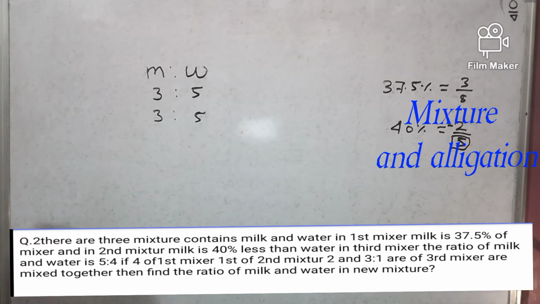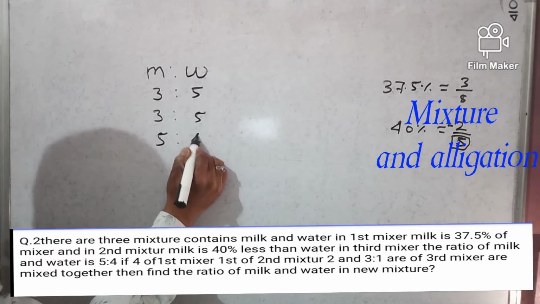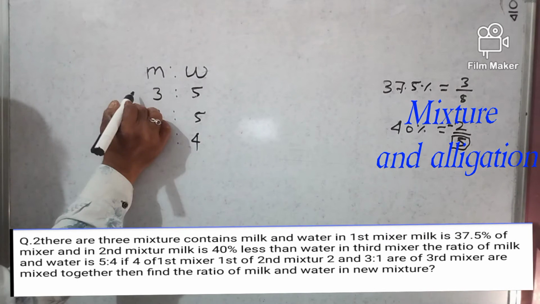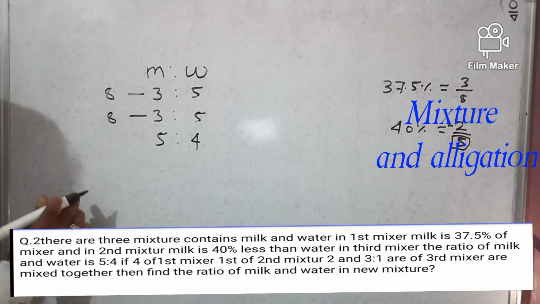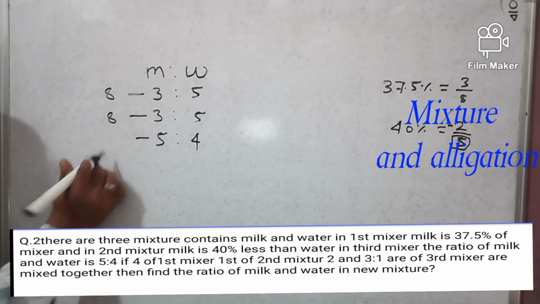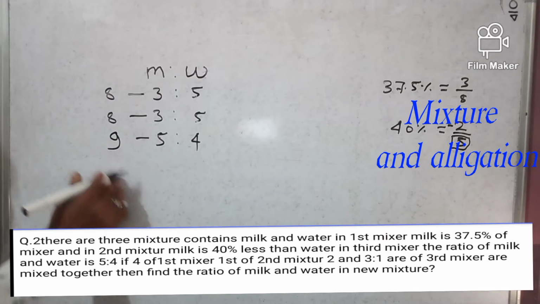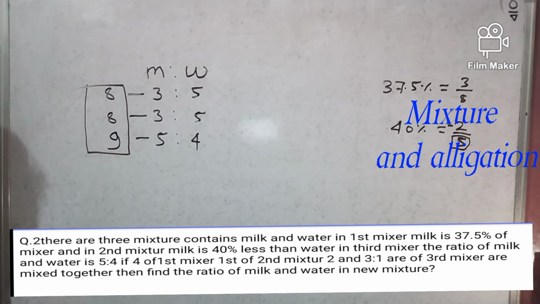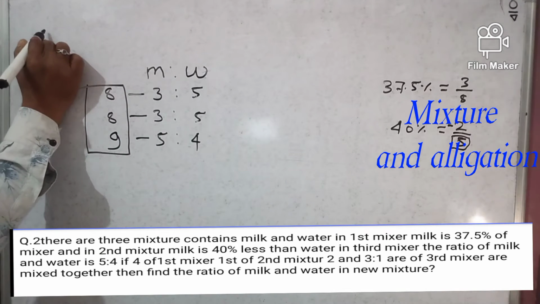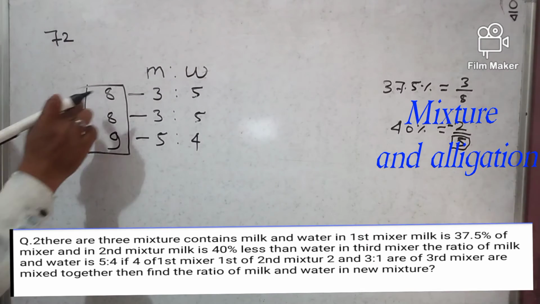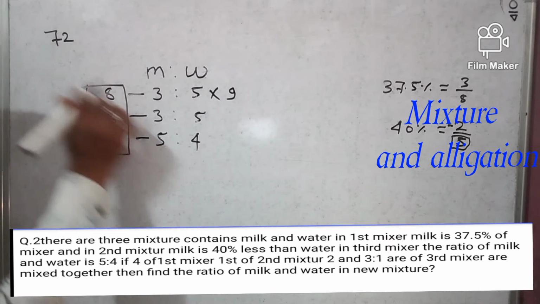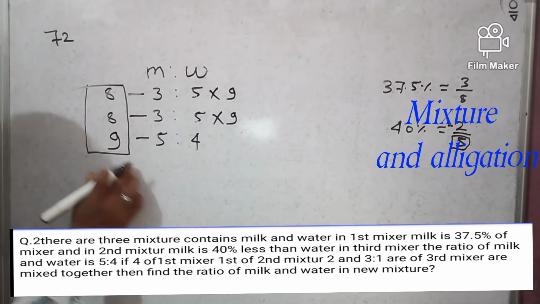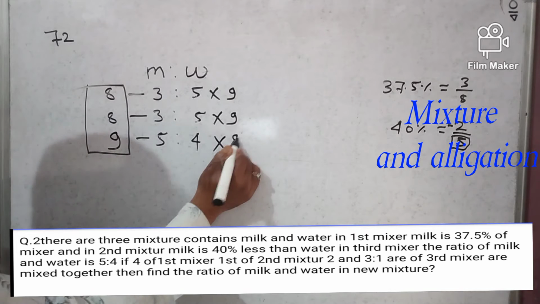And in the third container, the ratio is 5 is to 4. So 3 plus 5 is 8 part in the first container, 3 plus 5 is 8 part again in the second container, but in the third container, 5 plus 4 is 9 part. Now these are not the same, so take LCM. LCM will be 72. So 8 goes into 72 9 times, so multiply with 9. 9 goes 8 times, so multiply with 8.